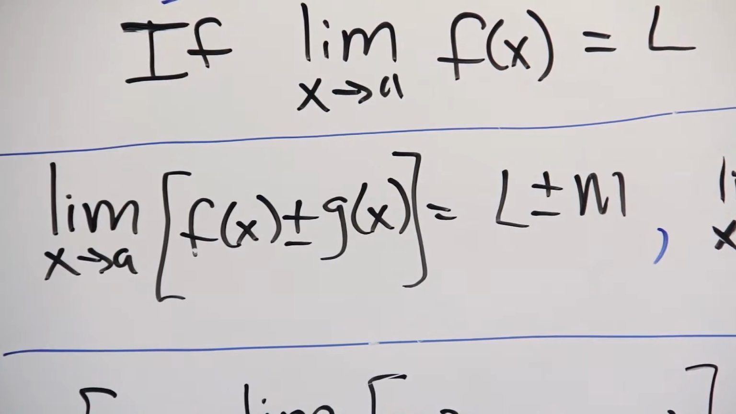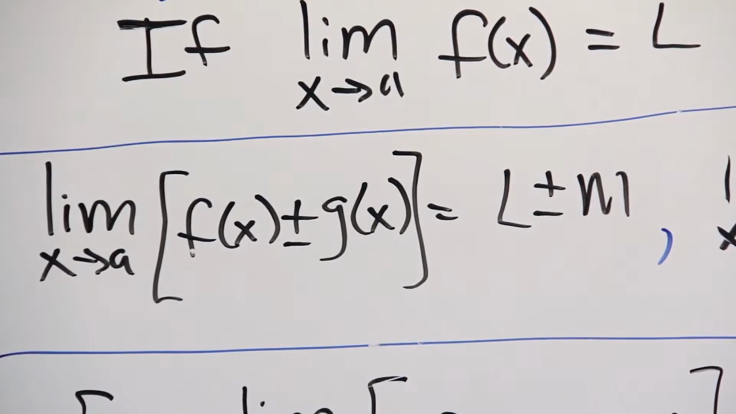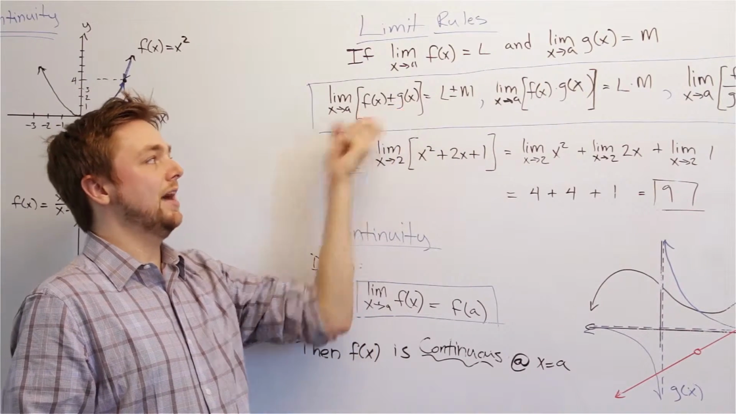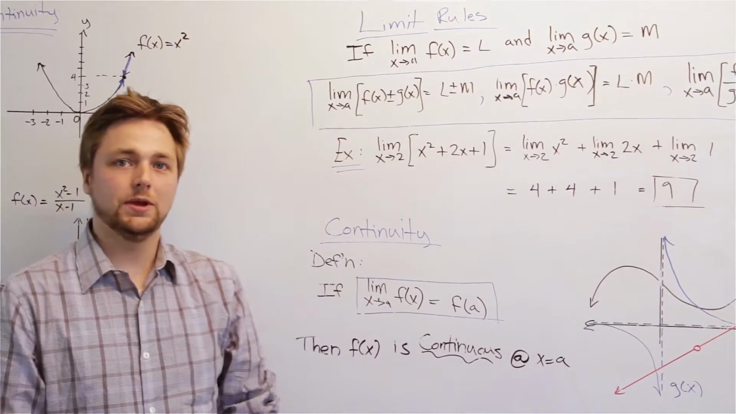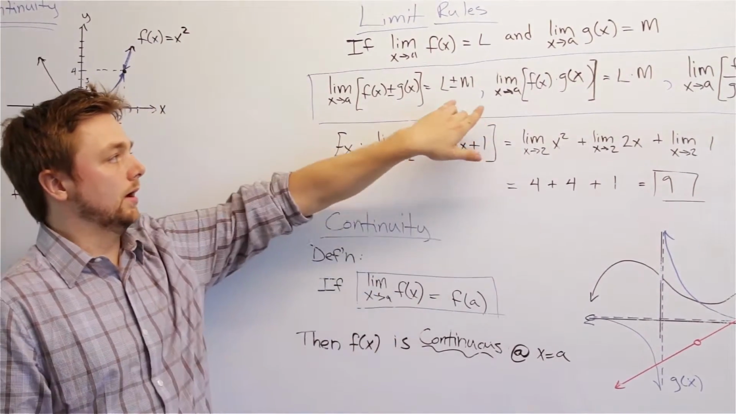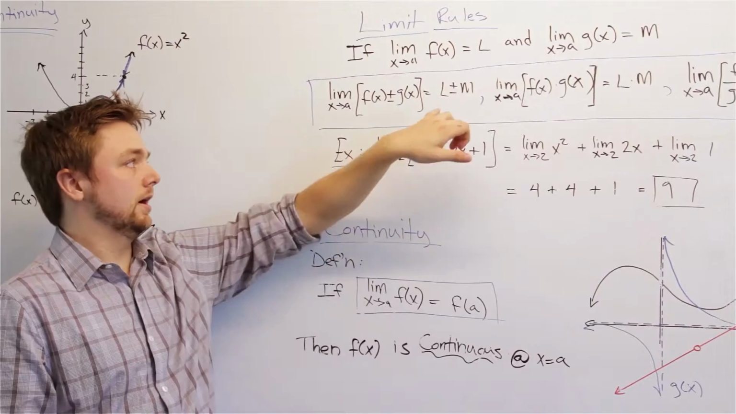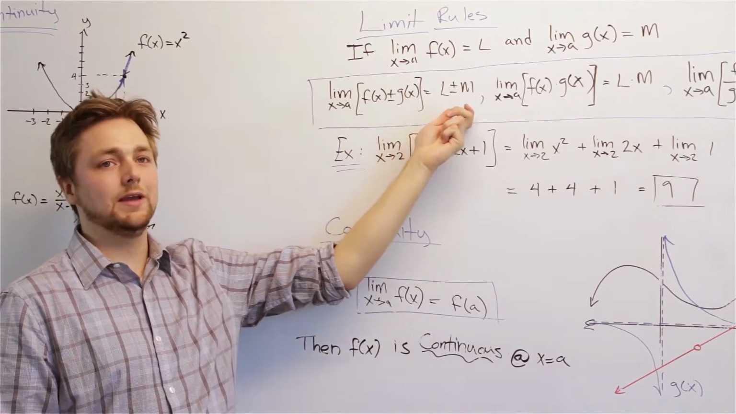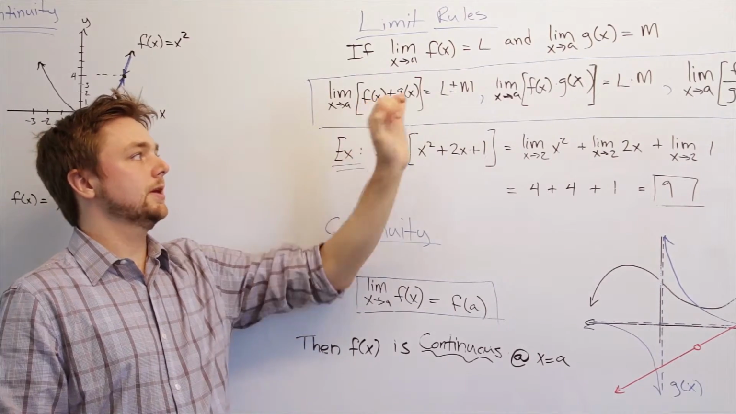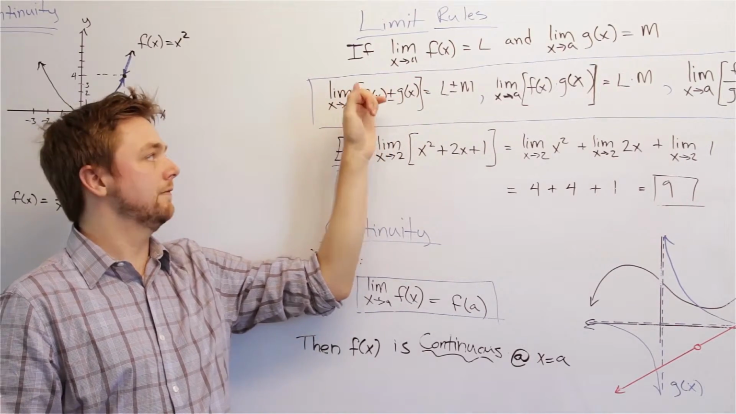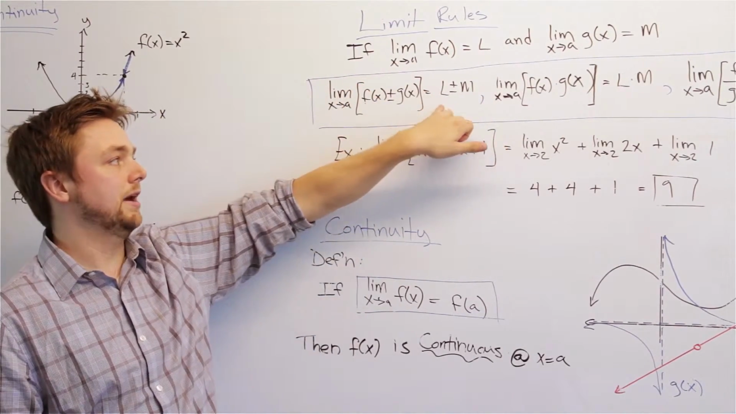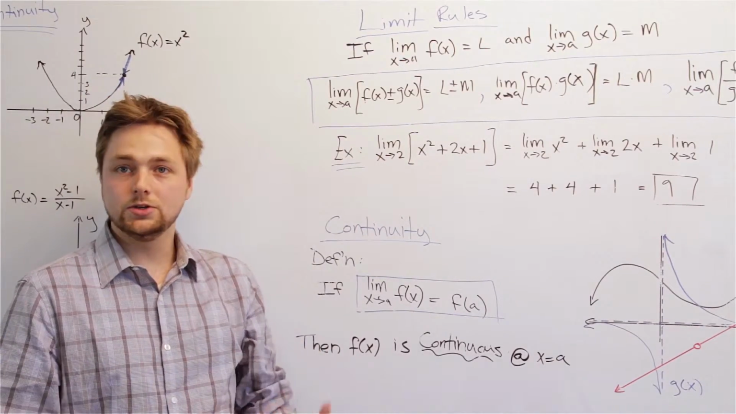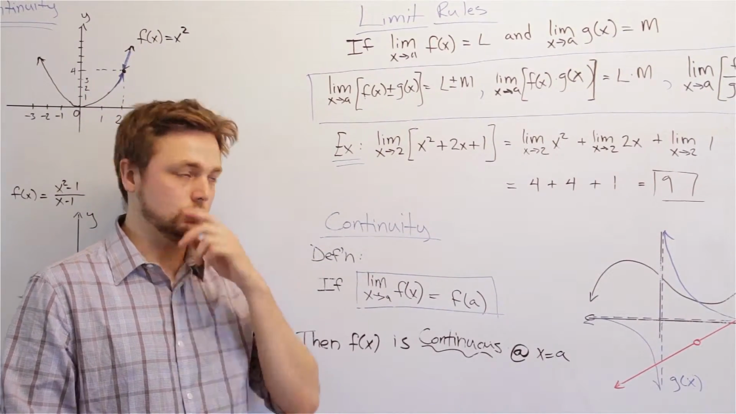Notice we have the same point that the limit is approaching for both functions, and we add these two functions. What would we expect the limit to be? We will discover that the limit of f of x plus g of x will be L plus m, and the same thing will be true if we take f of x minus g of x, we'll have L minus m. This is a useful property that we'll make use of shortly.